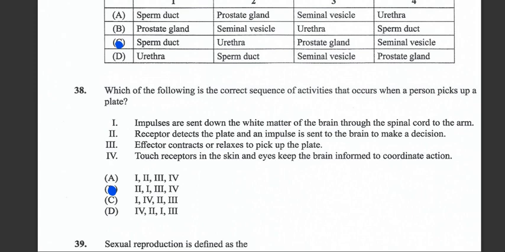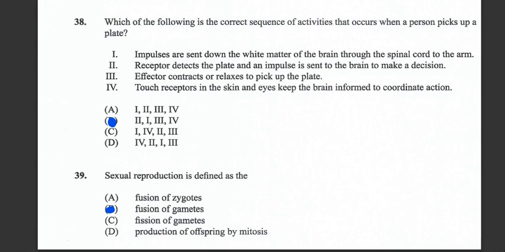Good. So number 38 now is which of the following is the correct sequence of activities that occurs when a person picks up a plate. So when a person picks up a plate, this is what happens first. We know that the receptor detects the plate and an impulse is sent back to the brain, which makes a decision. So let me explain what happens.